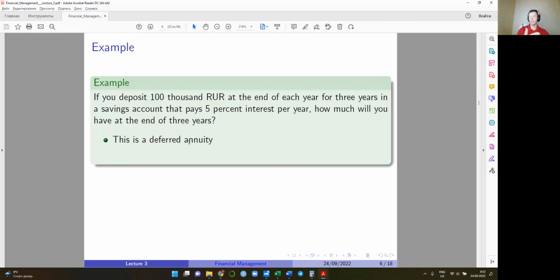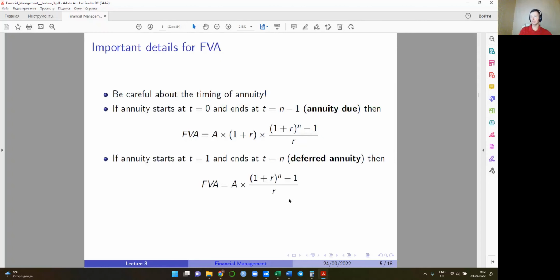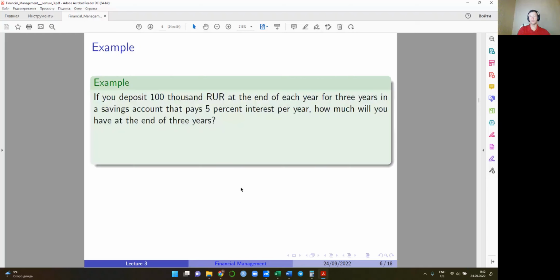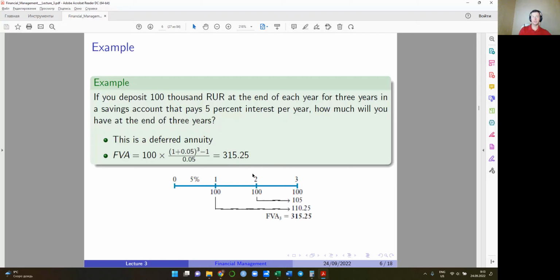Okay. So this is a deferred annuity starting at T1. And we know that for the deferred annuity, we must use this second formula. So we just need to plug everything inside and compute the future value of this annuity. So this is 100,000 multiplied by this expression: 1 plus 5% to the power of 3 minus 1, divided by 5%. The result is 315,250 rubles. Right? So this is in 1,000 rubles.